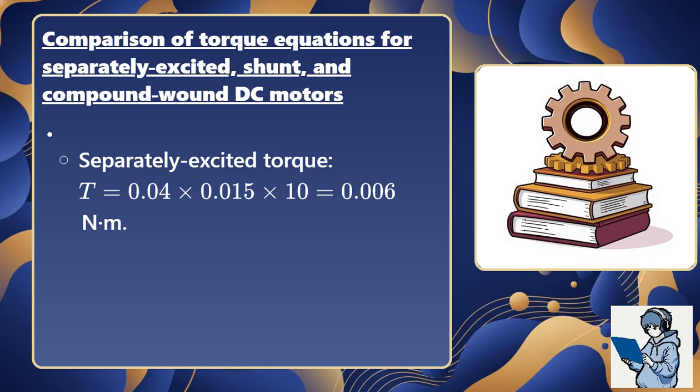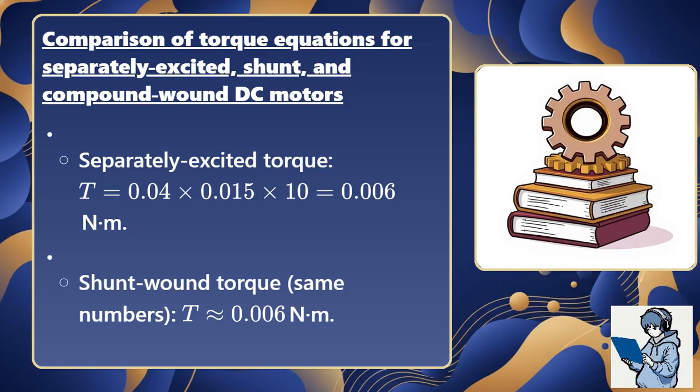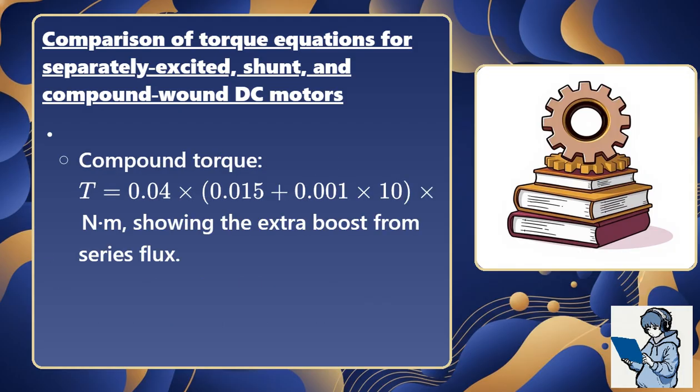Separately excited torque: T equals 0.4 times 0.15 times 10 equals 0.6 Newton meters. Shunt wound torque, same numbers: T approximately equals 0.6 Newton meters. Compound torque: T equals 0.4 times (0.15 plus 0.1 times 10) times 10 equals 0.4 times 0.25 times 10 equals 0.1 Newton meters, showing the extra boost from series flux.